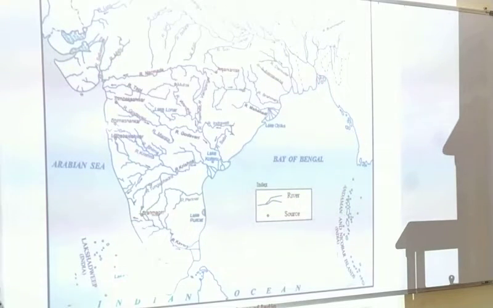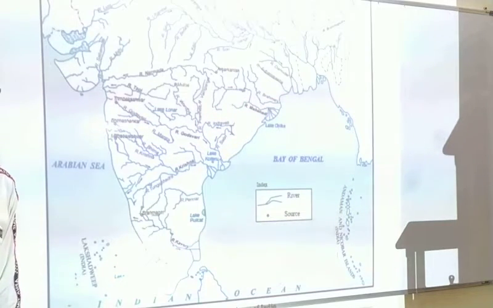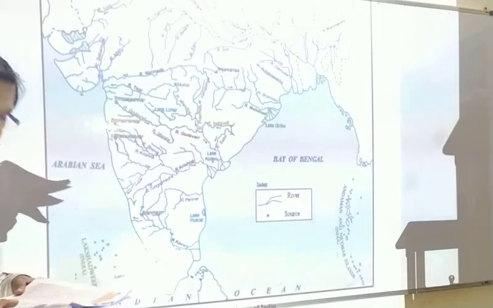They flood when there is a sudden cloud burst and sudden heavy rain, like last time in Maharashtra. Now they are seasonal in nature. When there is heavy precipitation in the monsoon season, they have lots of water discharge. But in summer, they have less water or sometimes no water. They totally dry out. So they are seasonal in nature.